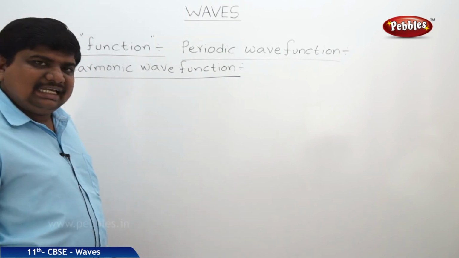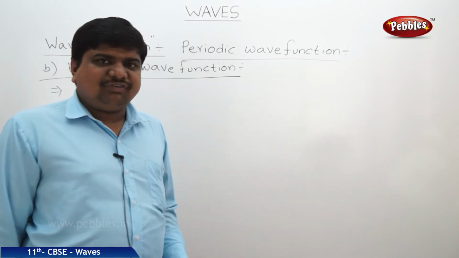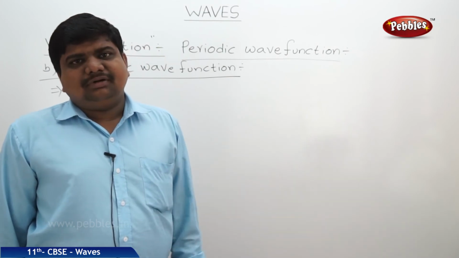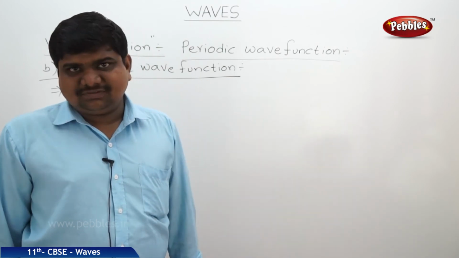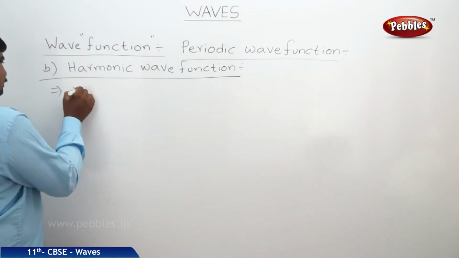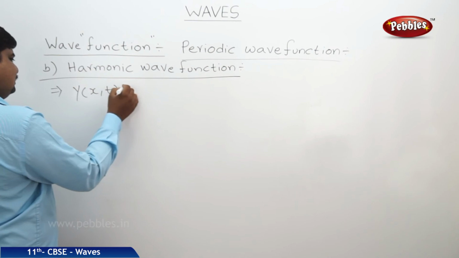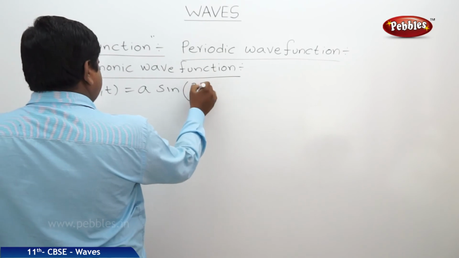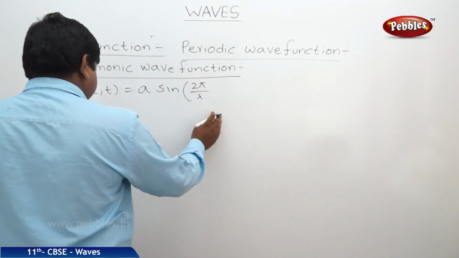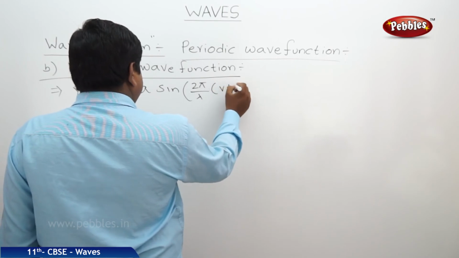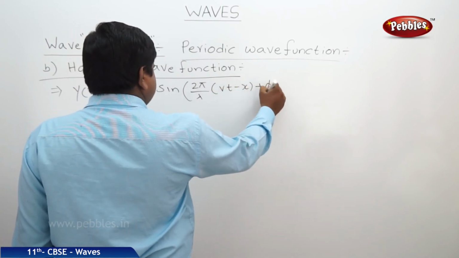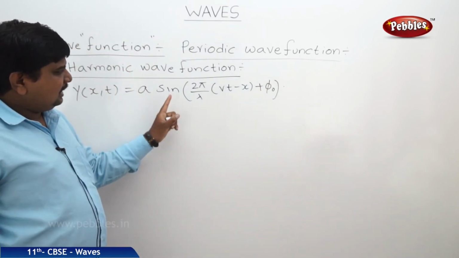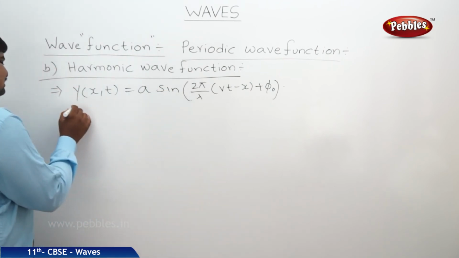So harmonicity is represented with a sine function or cosine function, because all particles may be parallel to the reference frame or perpendicular to the reference frame. Therefore, y of x, t is represented by a sine 2 pi by lambda into vt minus x plus phi naught. Here 2 pi by lambda is a propagation constant.